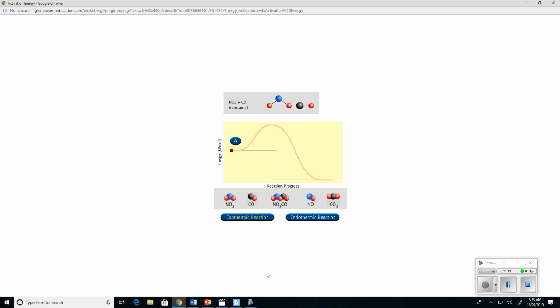Sorry that for some reason this doesn't actually fill up the board. You see the picture of the reactants right here.